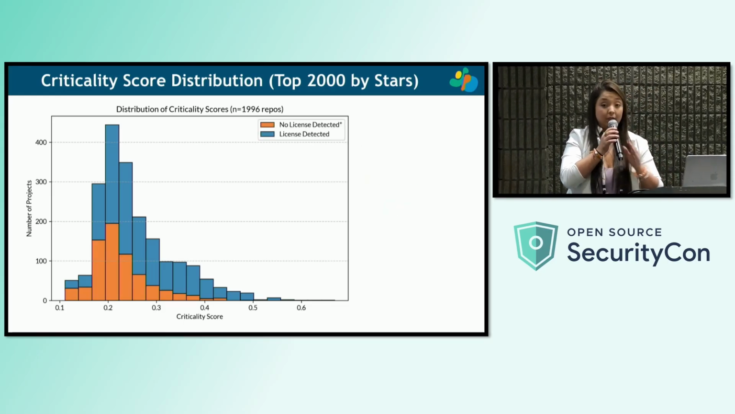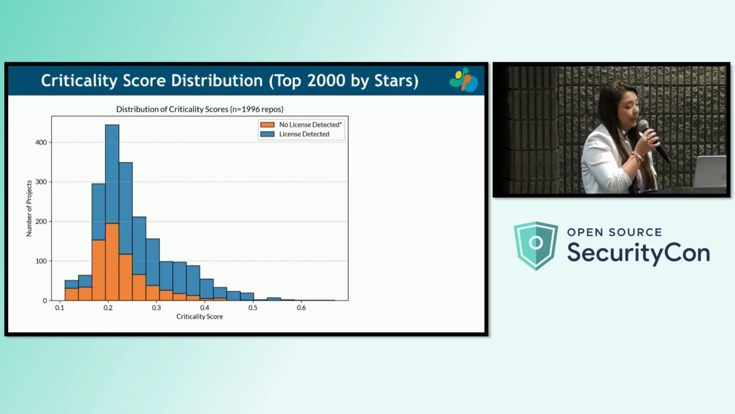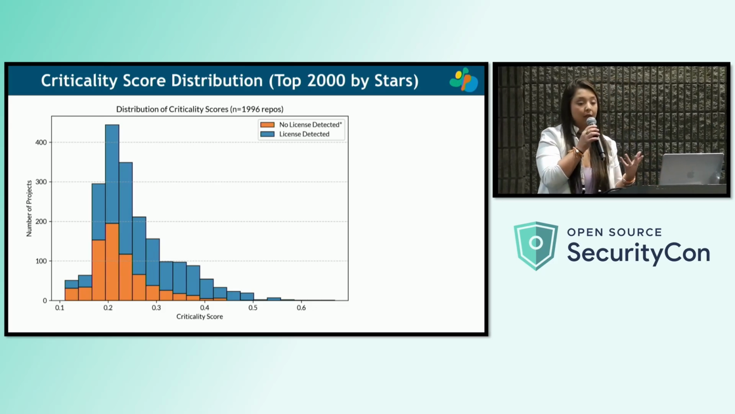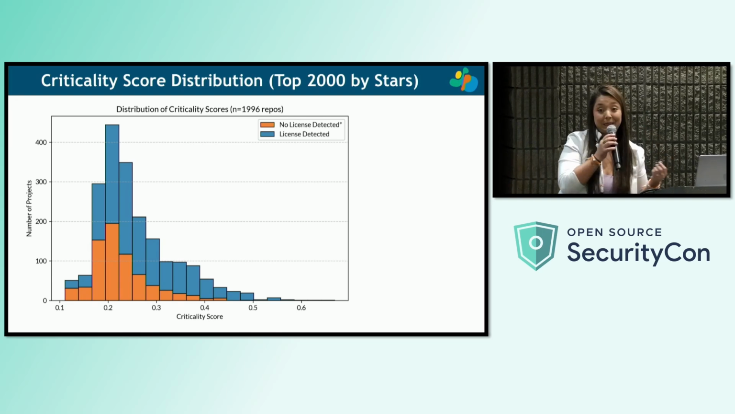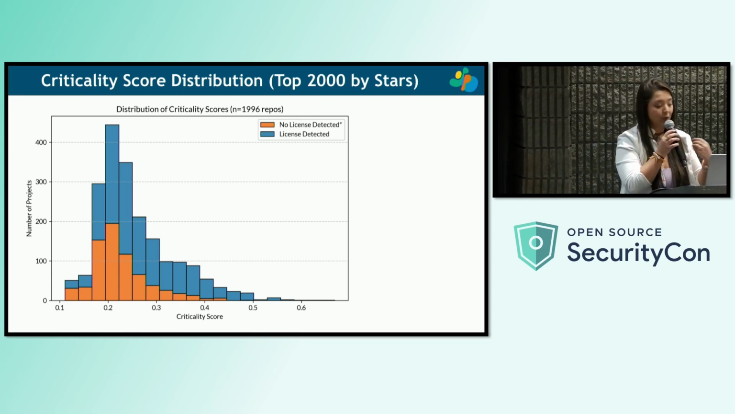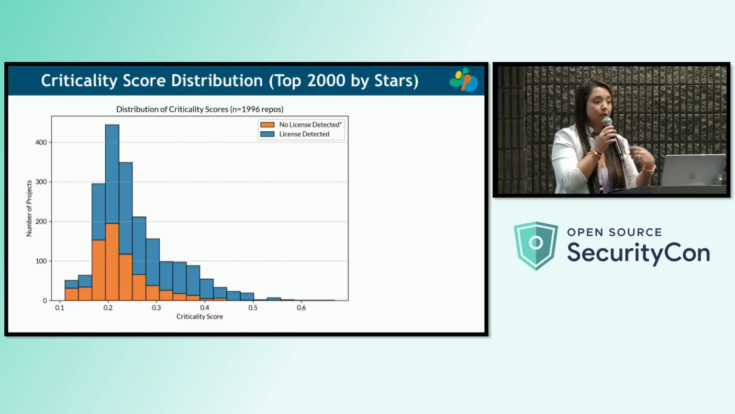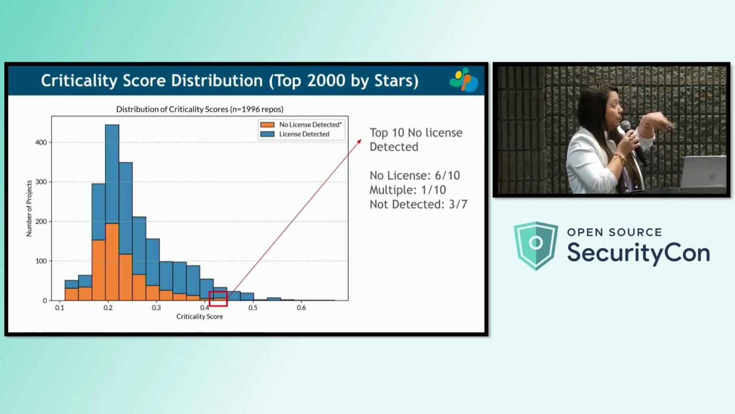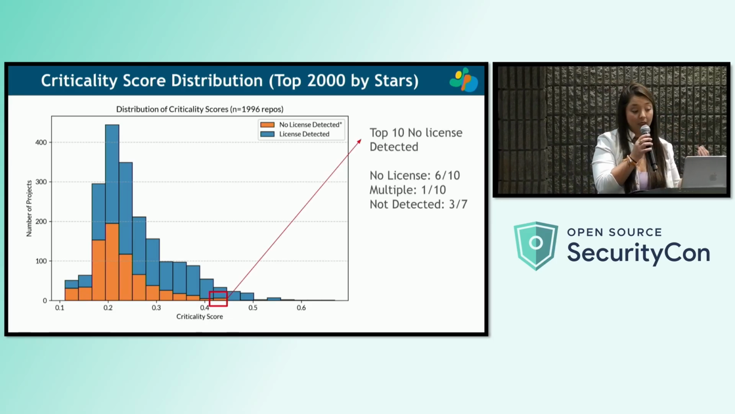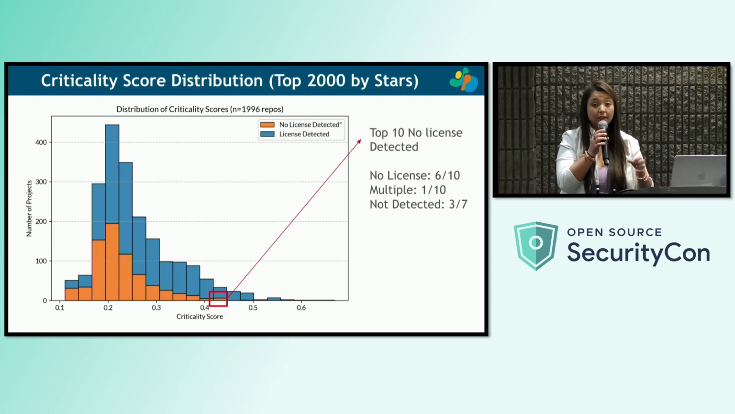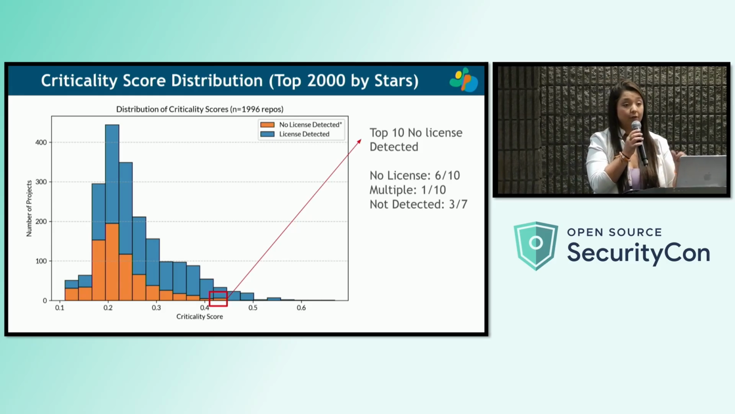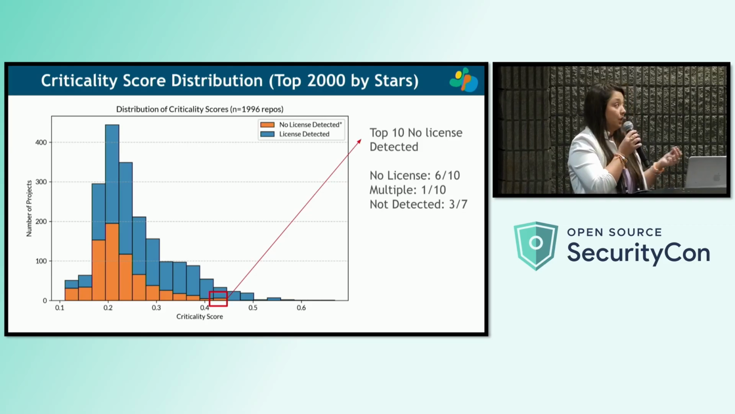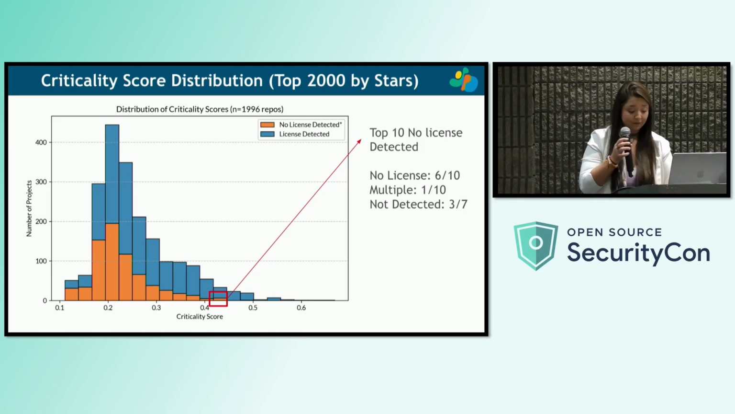So one of the interesting things that I found is that a lot of these projects don't even have a license detected. And I write "no license detected" and not "no license" because I'm relying on GitHub's REST API to determine this, and sometimes it fails. However, when I looked at the top 10 projects with no license detected, 6 of them actually didn't have a license. And these projects have a criticality score that is higher than 0.4, which is half of the Linux project.